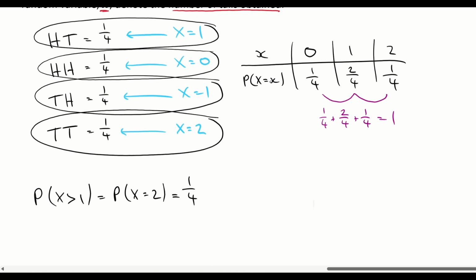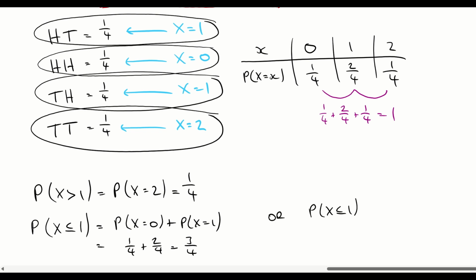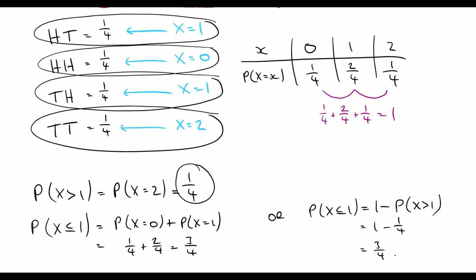Now I could also try and work out the probability that x is less than or equal to 1. I could do this one of 2 ways. I could work out the probability that x is 0 and add that to the probability that x is 1. So I would end up with a quarter plus 2 quarters, which is just 3 quarters. Or I could say the probability that x is less than or equal to 1 is just 1 minus the probability that x is greater than 1, which we worked out to be a quarter. So here we're using the complement. There's one of 2 ways that you can do that, and whichever way you find easiest is okay, but it's good to have an understanding of both for different types of questions.